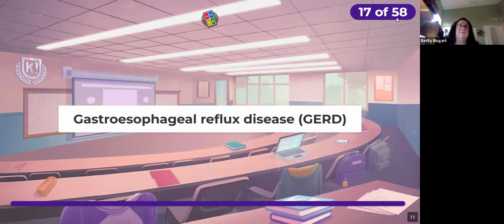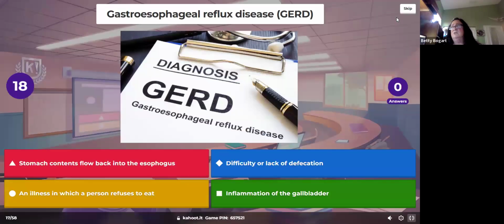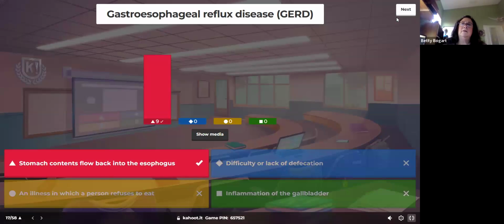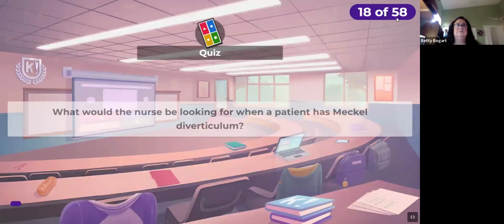GERD, gastroesophageal reflux disease, is what? Reflux is what goes from the stomach and goes back up into the esophagus. Our biggest concern is aspirations, many aspirations. So remember, your older kid's going to cough, and that's telling you, "Ooh, I'm having many aspirations."